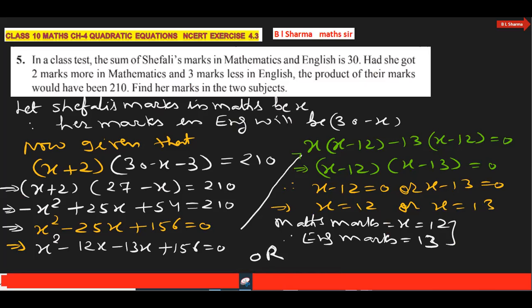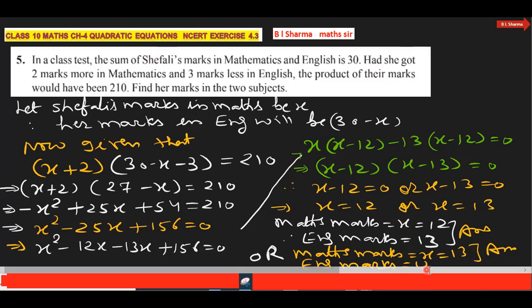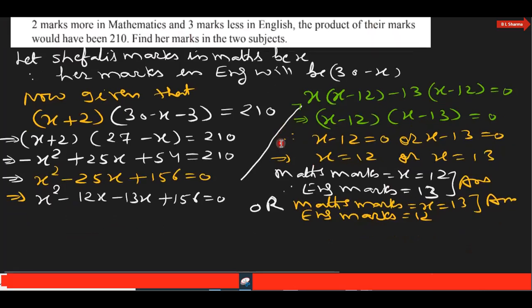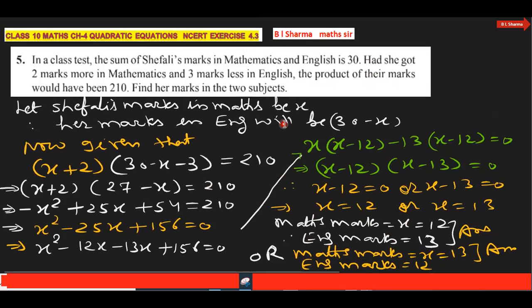हम सपोज करते हैं मैथ्स मार्क्स If we take 13, then English marks will be 12. So there are two possibilities. मैथ्स मार्क्स 12 होंगे तो इंग्लिश में 13 होंगे, मैथ्स मार्क्स 13 होंगे तो इंग्लिश में 12 मार्क्स होंगे. सो हियर आर टू पॉसिबिलिटीज. दोनों ही आपको अगर एग्जाम में क्वेश्चन आता है तो ये दोनों ही पॉसिबिलिटी आपको लिखनी है. दैट्स ऑल फॉर दिस क्वेश्चन नंबर 5.